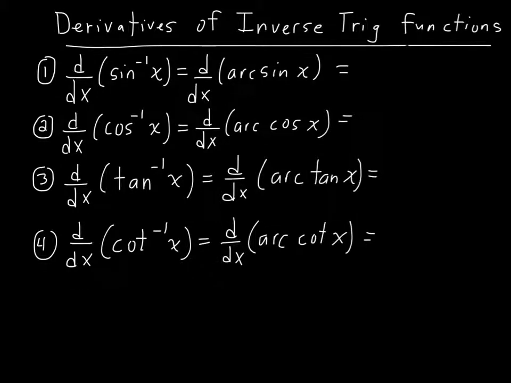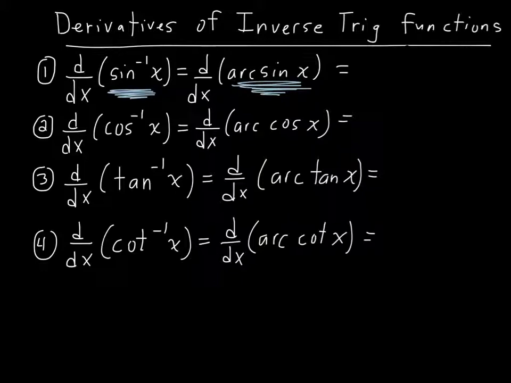Alright, we're going to look at finding the derivatives of our inverse trig functions. There are 6 of them, so here are 4. The other 2 are coming shortly. So the first one is if we want to find the derivative of our inverse sine function. So look at the notation. You see that -1 notation up there near the exponent. That's one way of saying inverse sine. Another way is to say arc sine.